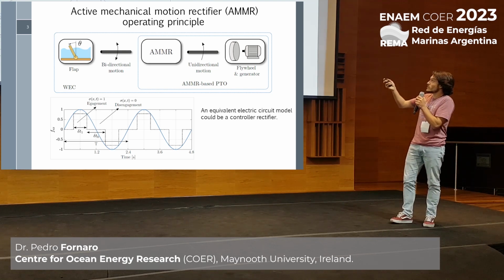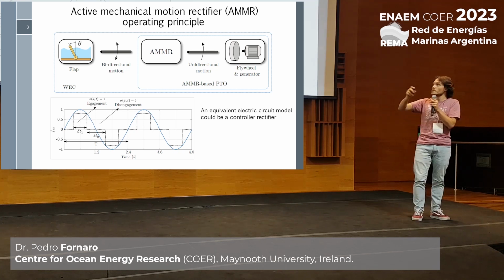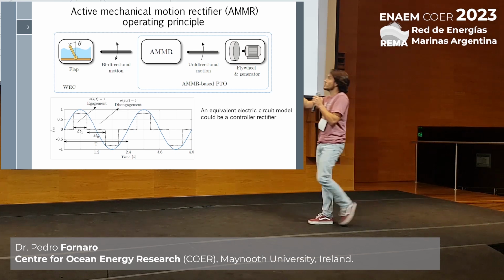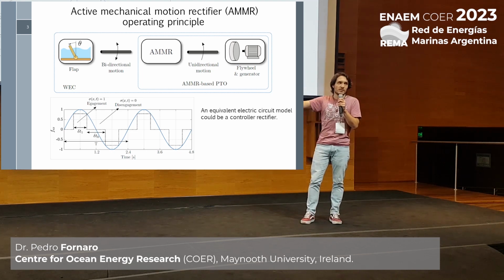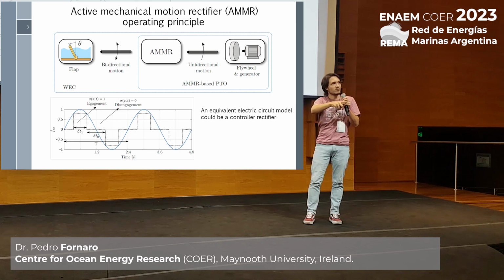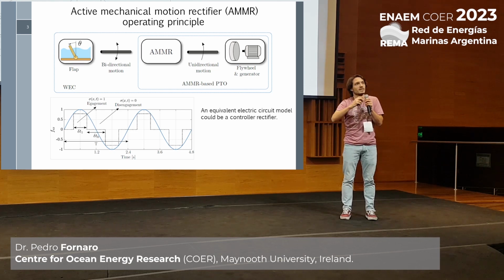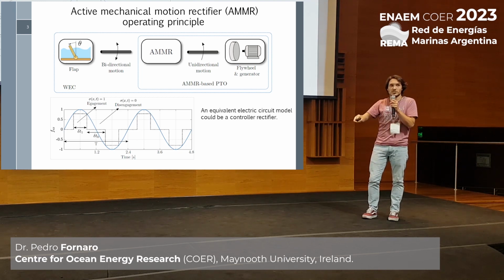So one thing that we might already begin to discuss is how this AMMR is working. The idea is we would like to rectify the input velocity of the AMMR. What we have right here is a flap or a surge converter, which in this case is connected to the seabed. You can imagine, for the sake of simplicity, that we have a generator connected at the point of connection, the seabed, so it's turning back and forth. So the idea would be to connect the device when the velocity is positive, and then disconnect the device when the velocity is approaching zero.